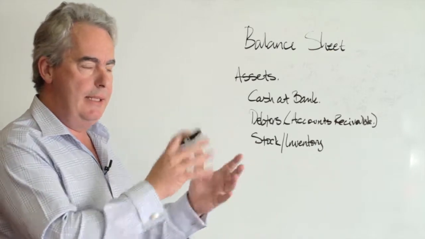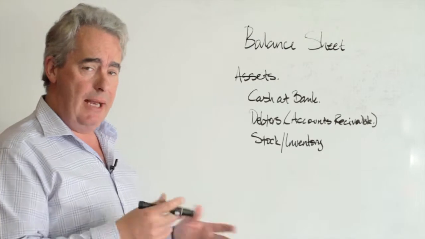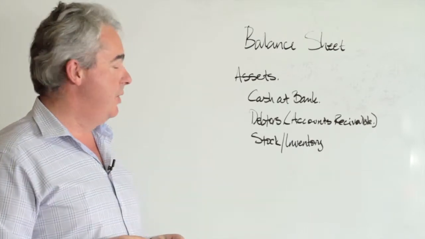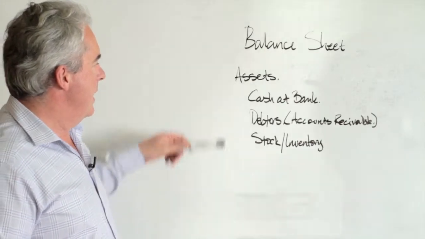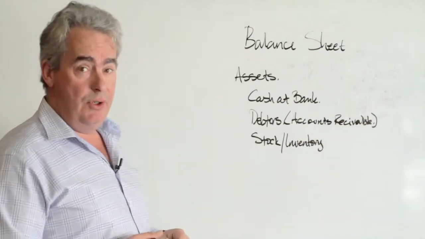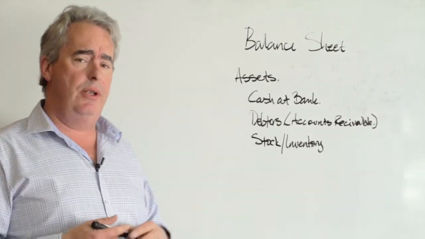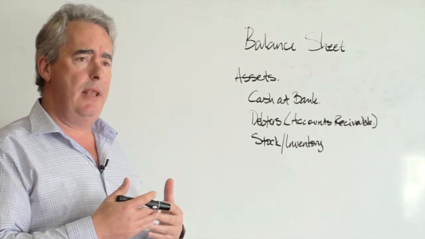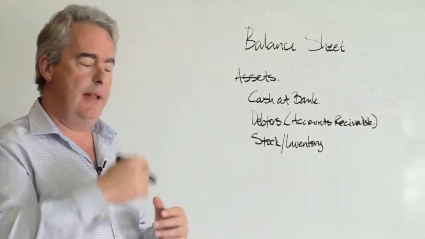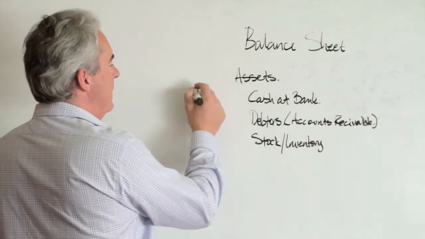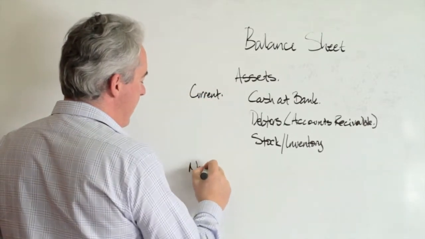There are some funny rules about stock, but we won't go into those at the moment. That's a bit more technical. But that will include what you can actually put your physical hands on as at balance date, as I said in the earlier session, 30th of June for Australian businesses. So we'll have cash at bank, debtors, stock and inventory. Now, when we look at the asset section, you'll usually see there are two components to the assets account. There will be what's called current assets and non-current assets.